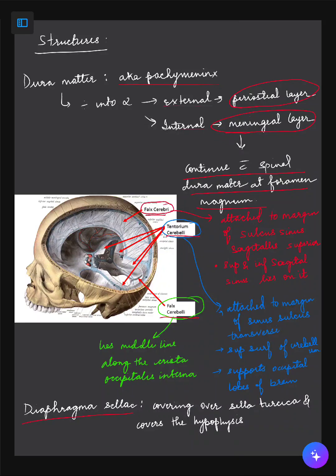Now this falx cerebri is attached to the margin of the sulcus of the sagittal sinus. See, this is falx cerebri.